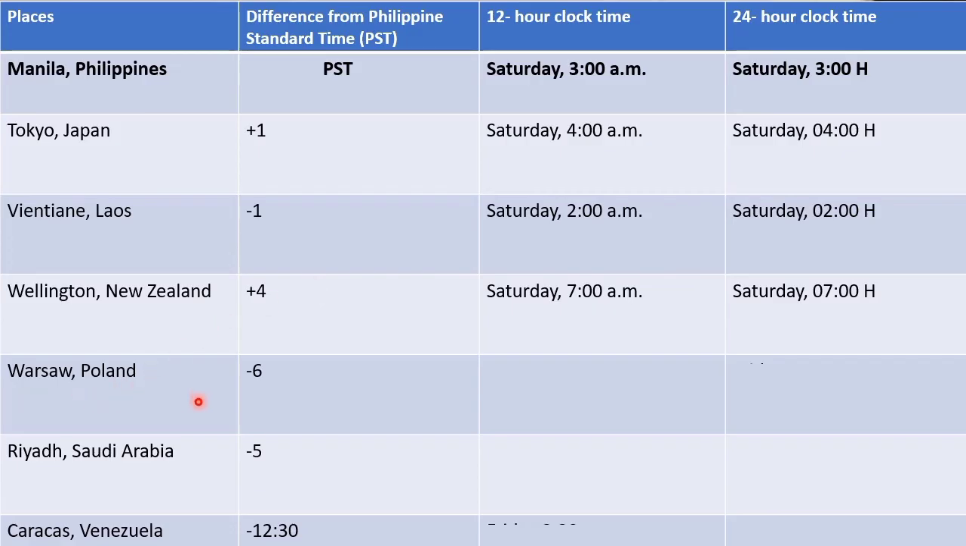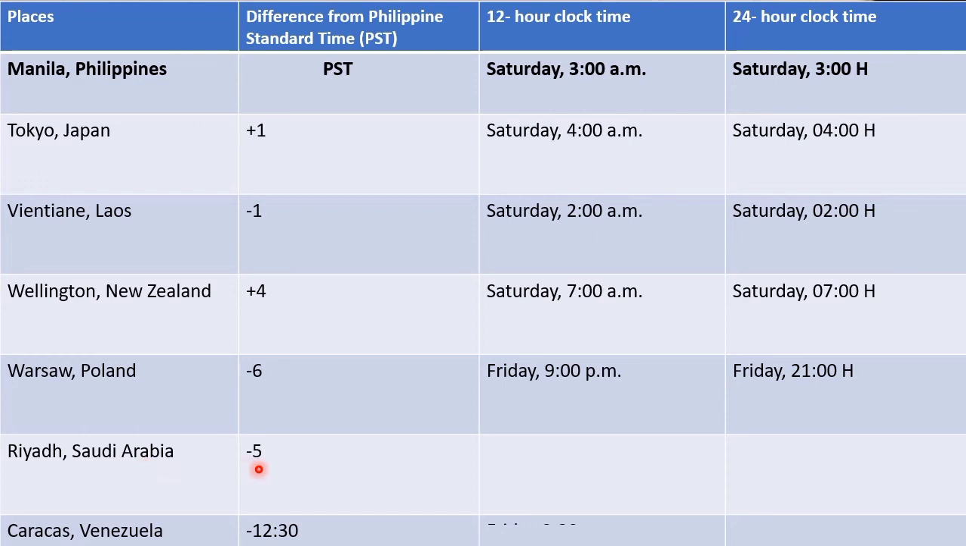Next is Warsaw, Poland. The difference from PST is -6. So, magsasubtract tayo ng 6 hours kay Saturday 3 a.m. Ibig sabihin sa Warsaw, Poland ay Friday 9 p.m. And the equivalent of Friday 9 p.m. in 24-hour clock time is mag-a-add lang tayo ng 12 kay 9. So, Friday 2100 hours.